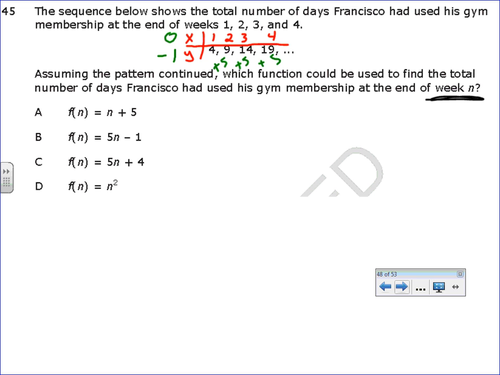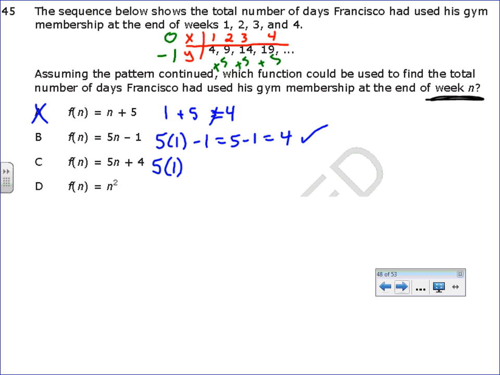So if I plug in 1 plus 5, I should get 4. That does not work. I do not get that. If I plug in 1, 5 times 1 minus 1, that's 5 minus 1, which is 4. That is the correct answer. So here I did not get 4, that was wrong. That works, so let me keep trying just to make sure this is the only one.